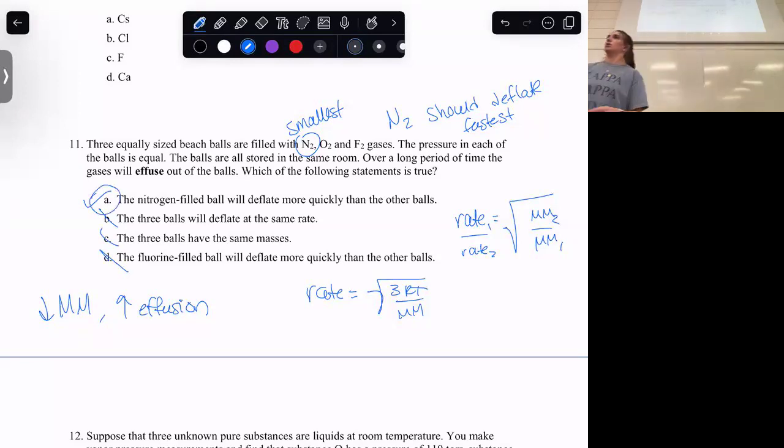Is the rate equal to the square root of 3RT over molar mass given? I believe this is given to you as a single rate. If not, it's in your notes, and that's where I pulled it from. But the rate 1 over rate 2 is where that derives from. Okay, how do we derive that?